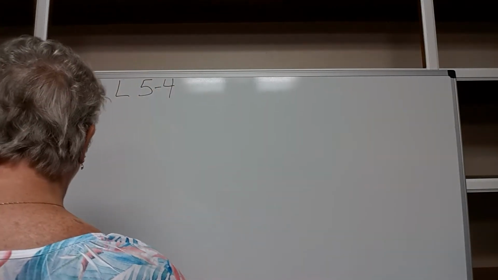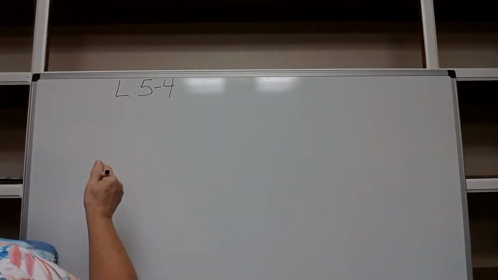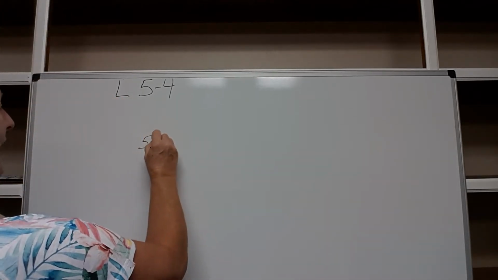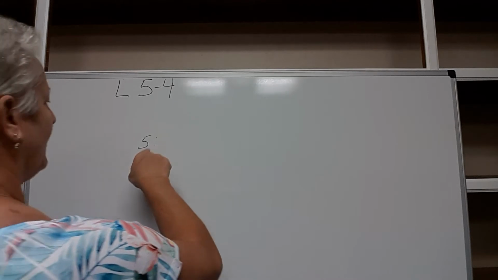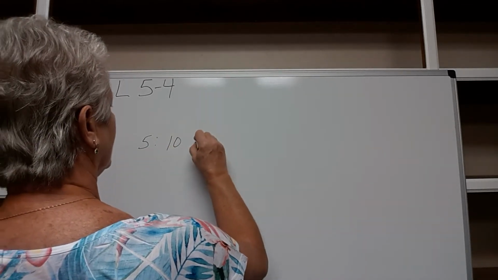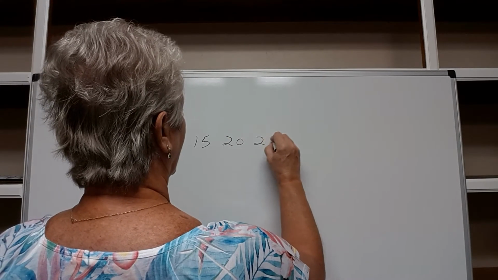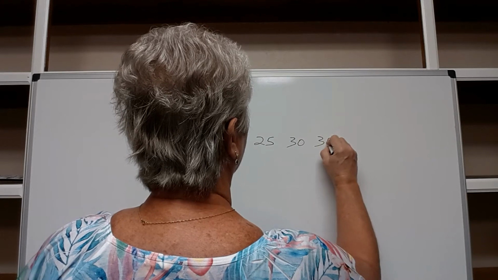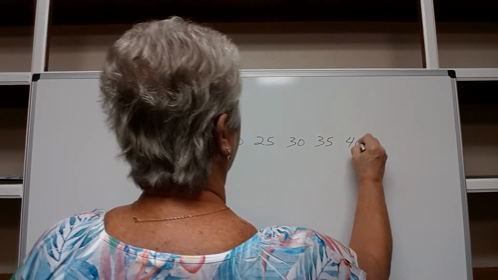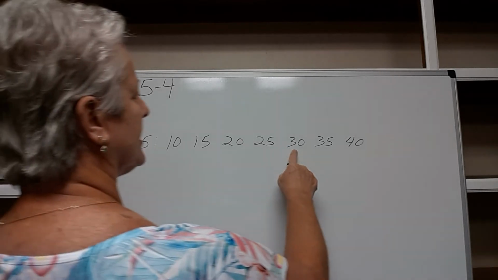Okay, let's do a couple practices on those. Let's do 8 multiples of 5. So we have 5, 10, 15, 20, 25, 30, 35, 40. Okay, that should be 8. 8 5s are 40.